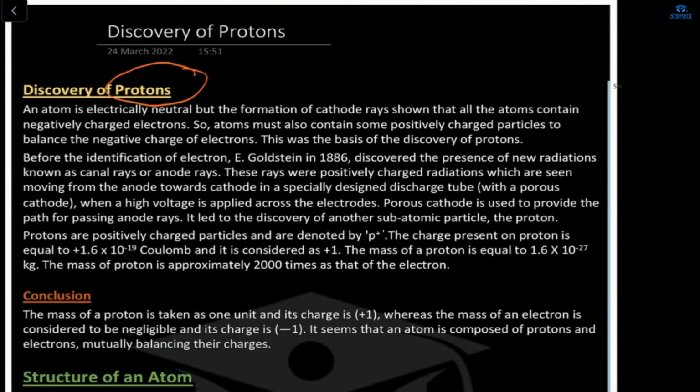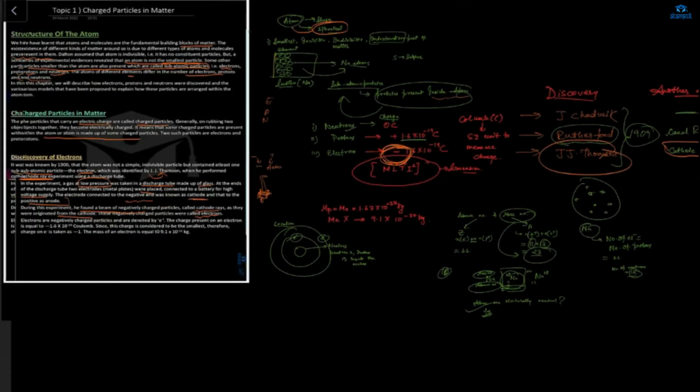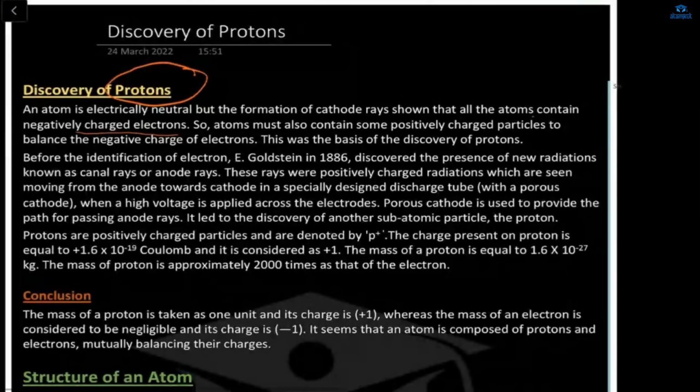Now, who discovered proton? In some books, it is Chadwick, no, sorry. But here, let's read this. An atom is electrically neutral, but the formation of cathode ray shows that the atom contains negatively charged electrons. With this cathode ray experiment, what we saw is that electrons are negatively charged, right? So atoms must also contain some positive. If there is some negative, there must be some positive. If there is positive, then there must be some negative.